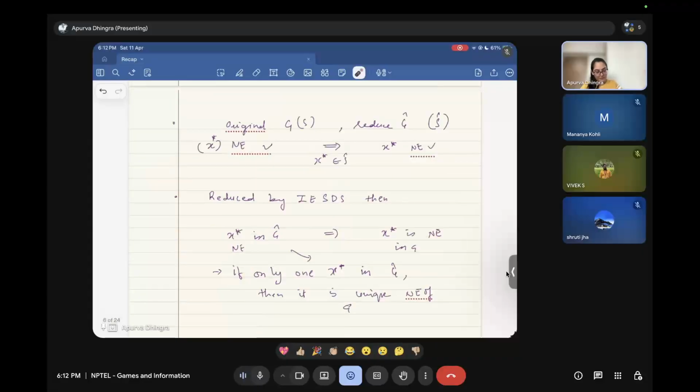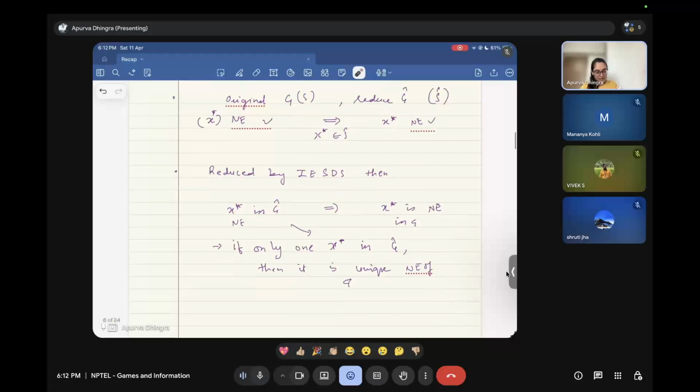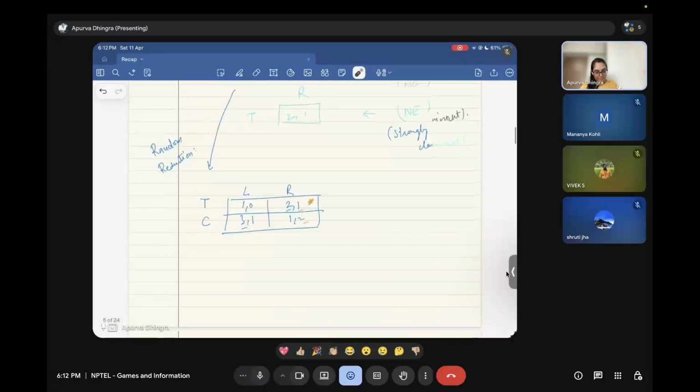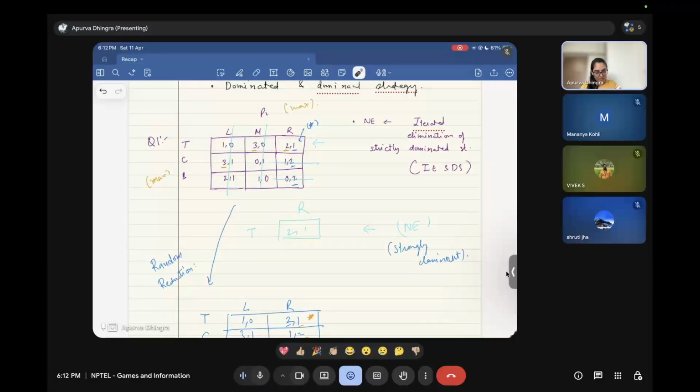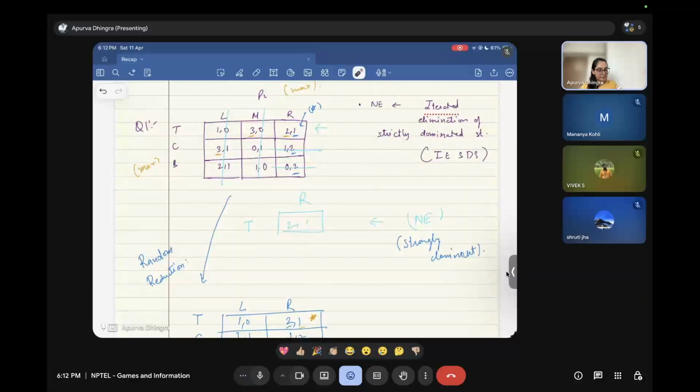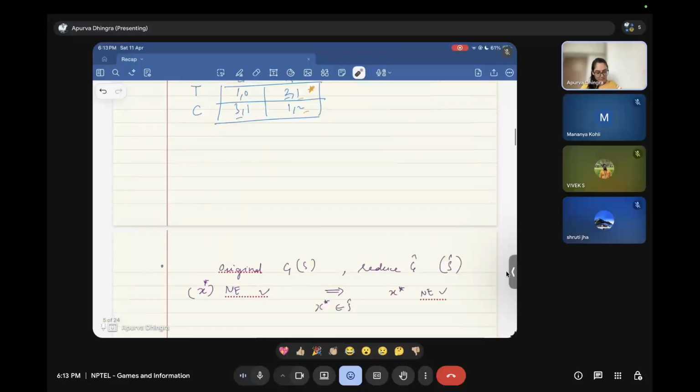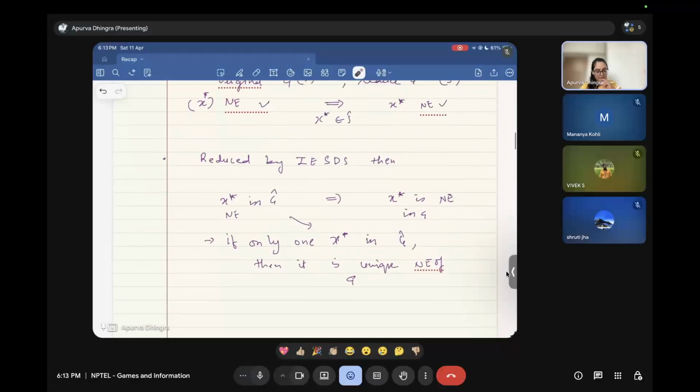Now, if we specify how exactly we are reducing the game, for example, by iterated elimination of strictly dominated strategies, the word strictly is important here, then if there is a Nash equilibria in the reduced game, this is what we got, right? After reduction, the TR profile was the Nash equilibria. We verified that that is actually a Nash equilibria even of the original game.